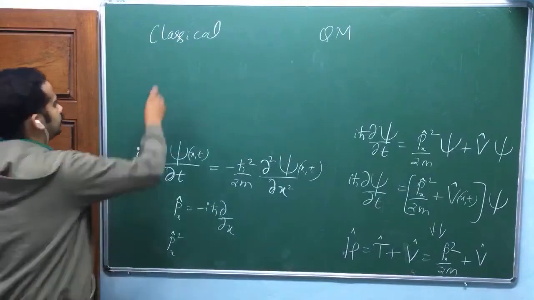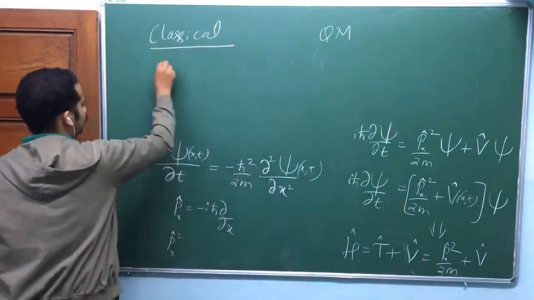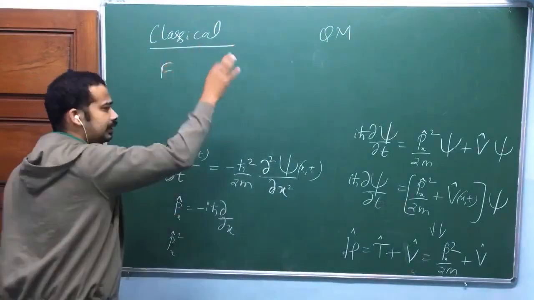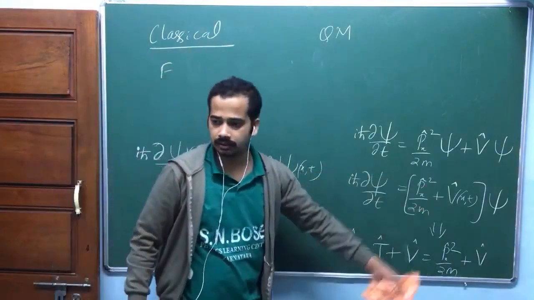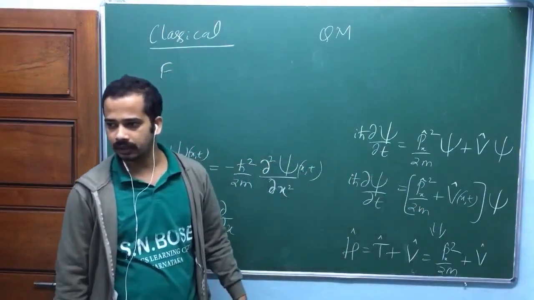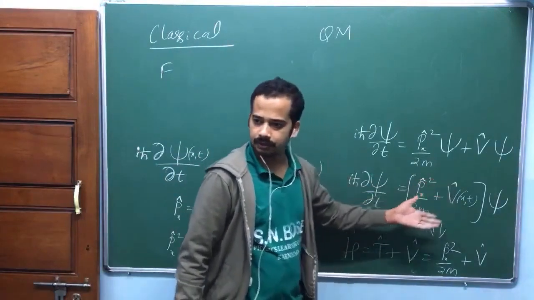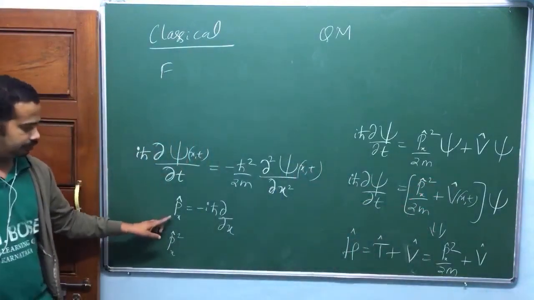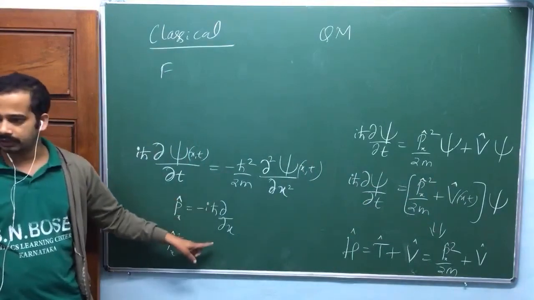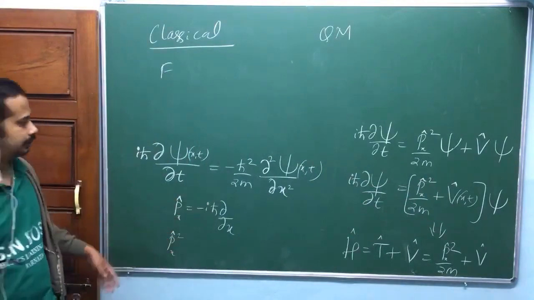In classical physics, what you do, you are going to solve Newton's equation. Let me write in one dimension. Later I'll generalize this to 3 dimension. If you have 3 dimension, you will have px square by 2m, py square by 2m, pz square by 2m. Py means minus i h bar dou by dou y derivative. Is it okay like that?